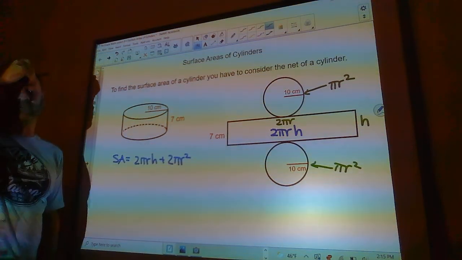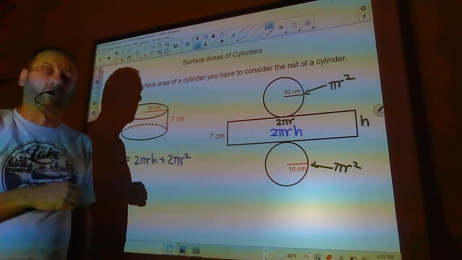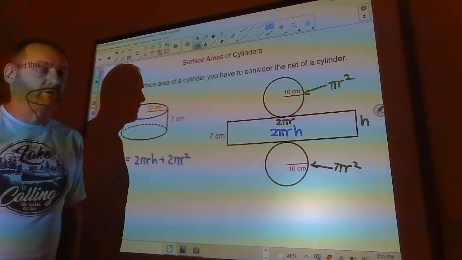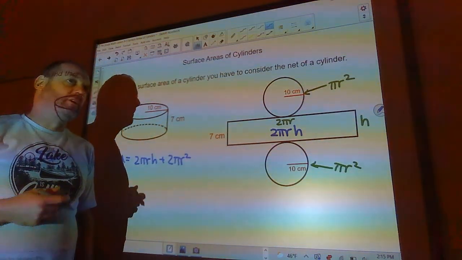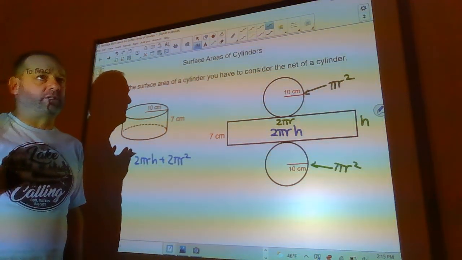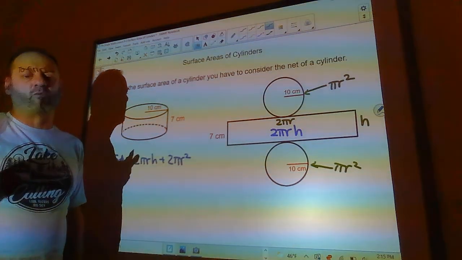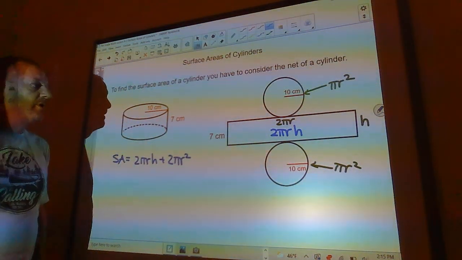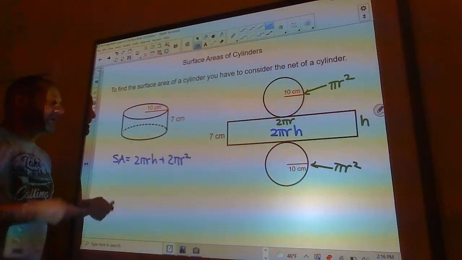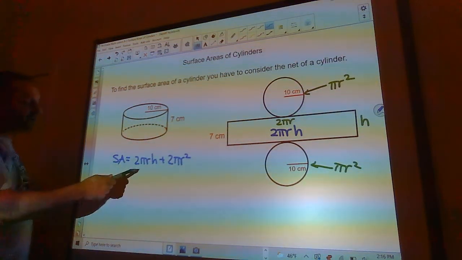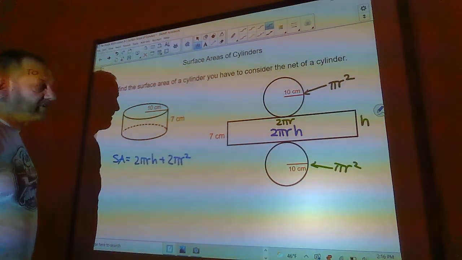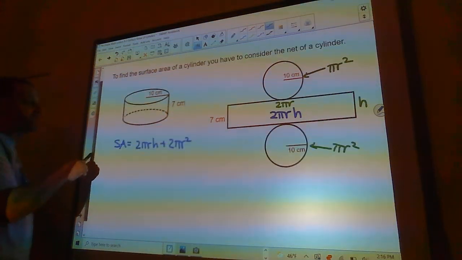This is the nice thing about a cylinder, is it has its own formula that will work for every single cylinder. Okay, prisms, each prism is different. There's not one particular formula for them all. But for a cylinder, if I know the radius and the height, I can find the surface area every time using this formula.